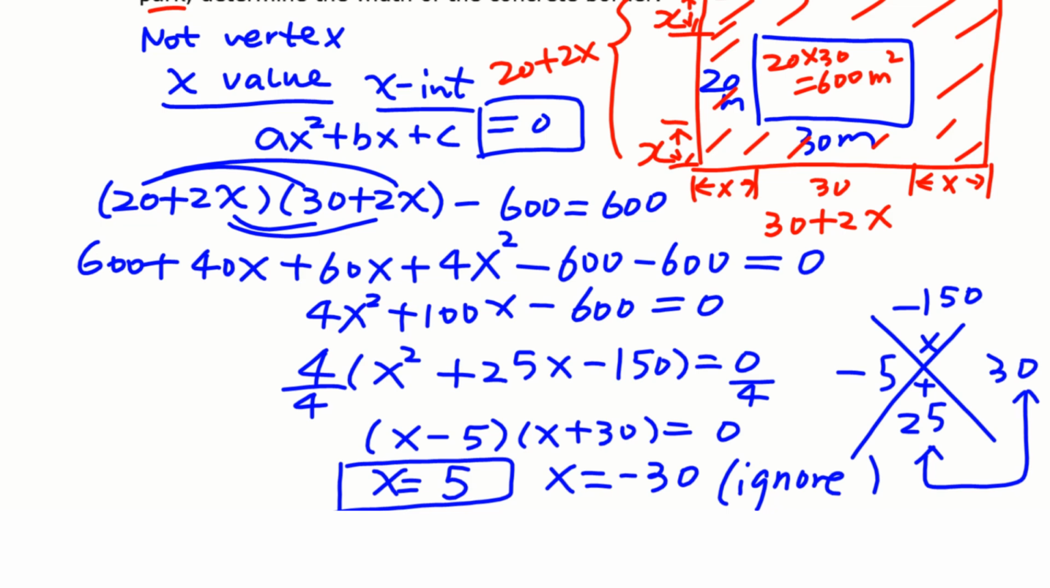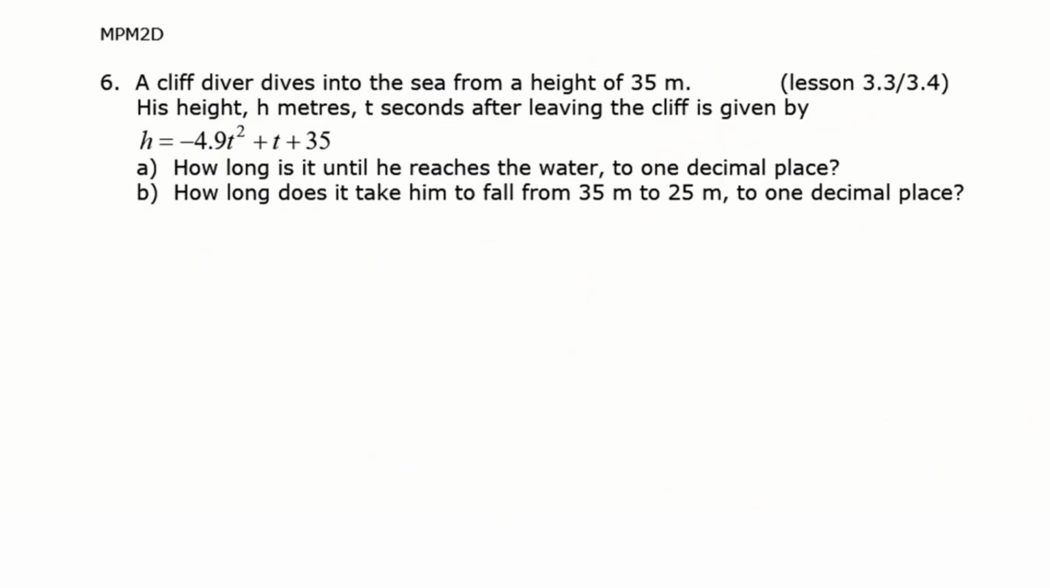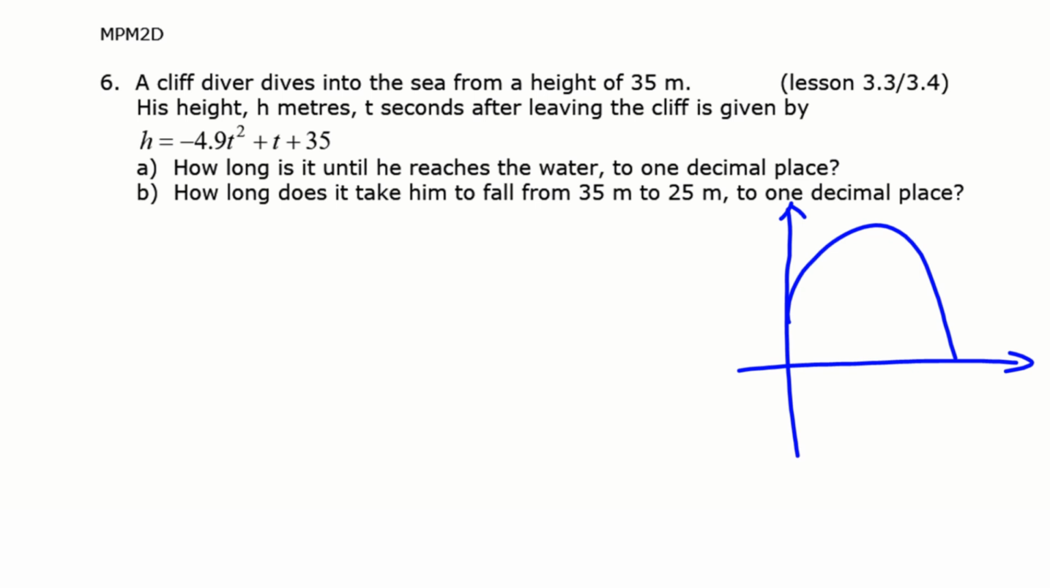I will post this one on the daily planner, so you don't have to worry about copying notes. So question 6. This one asks you how long it is until it reaches the water. So you have a diver. So this is not vertex, so it's the x-intercept. For the x-intercept, you have two variables in that one. You want to find the t, so h needs to be given. So at the water level, h is 0.